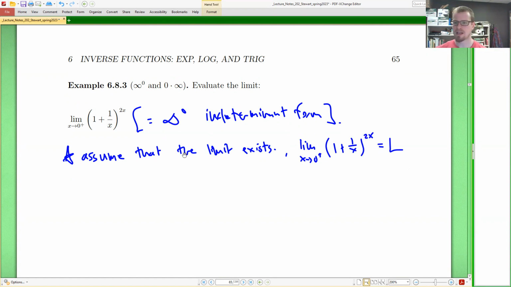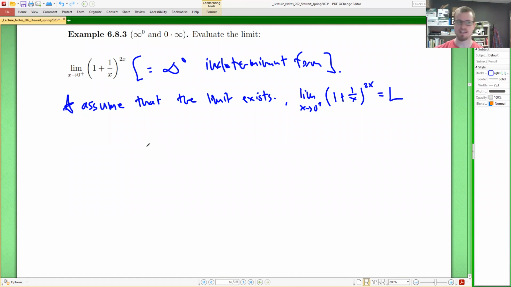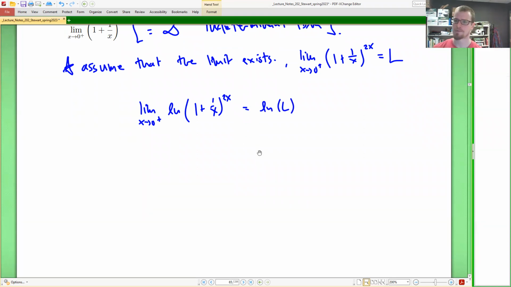What we can do then is manipulate this a little bit. I can take the natural log of both sides. So if I wanted to take the limit as x goes to 0 from the positive side of the natural log of (1 plus 1 over x) to the 2x, I can apply that natural log to L, and that is perfectly fine. This equality will still hold. The beauty here is that I want to evaluate this left-hand side.